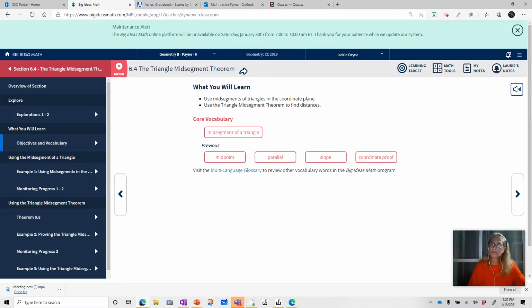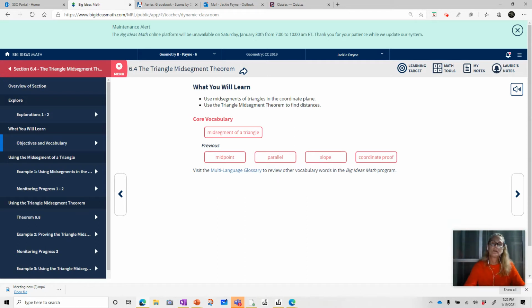Remember, we went from 6.1 to 6.4 because we're skipping over those 2 and 3. The new section is called the triangle midsegment theorem. And we already actually alluded to this when we did the chapter opener. So really, the objective is that you'll be able to use midsegments of triangles in the coordinate plane, as well as using the triangle midsegment theorem to find distances. So there's a little bit of algebra involved.